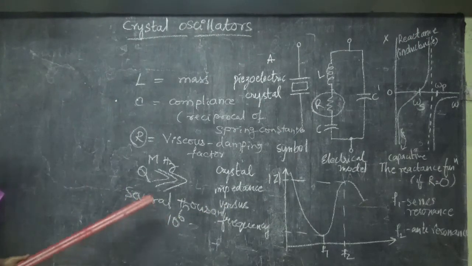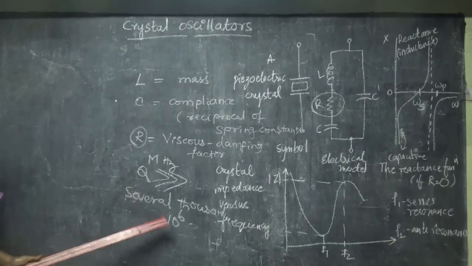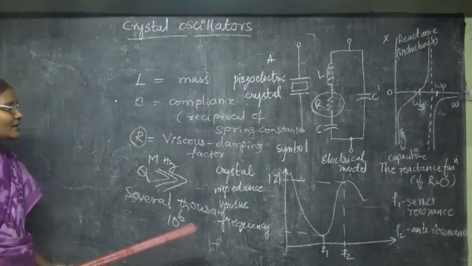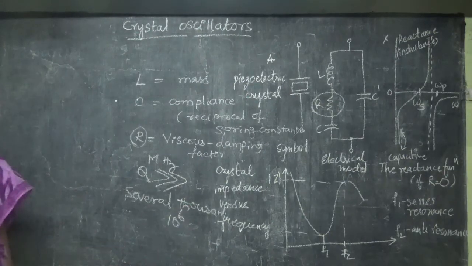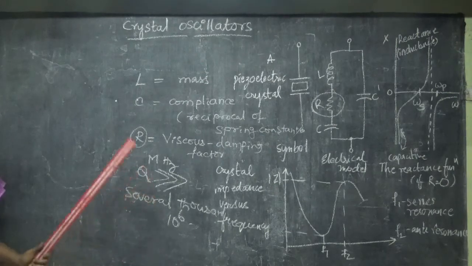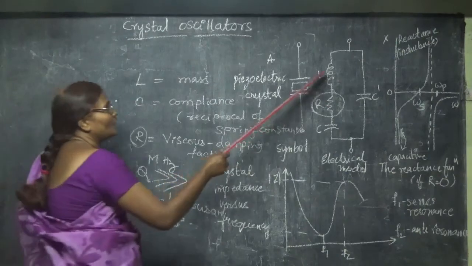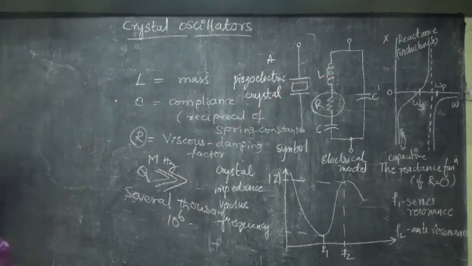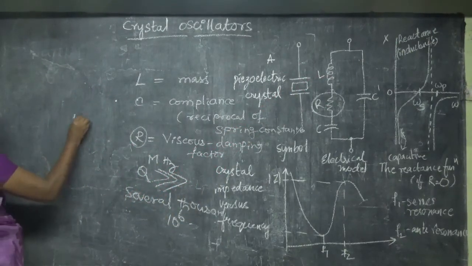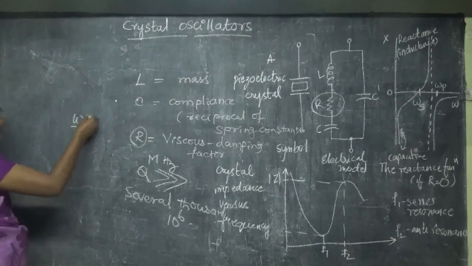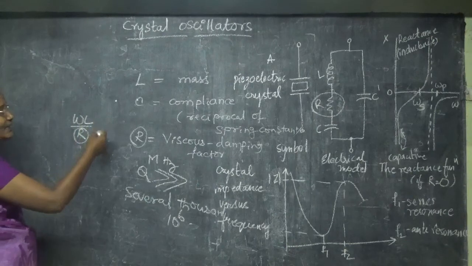Quality factor of 20,000 or 1 lakh is not a joke. The lower the losses, the higher the quality of the material. So what is the formula for the quality factor of an inductor? Omega L by R. Here R is very small, so the quality factor is going to be very high.